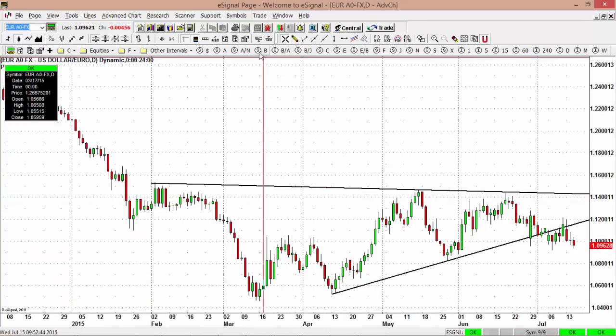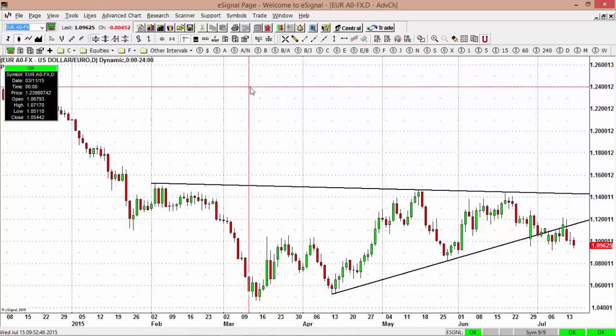Okay, so the best way to be trading and to be making money in these markets is riding the prevailing trend. Don't try and fight the trend. Just ride the prevailing trend.